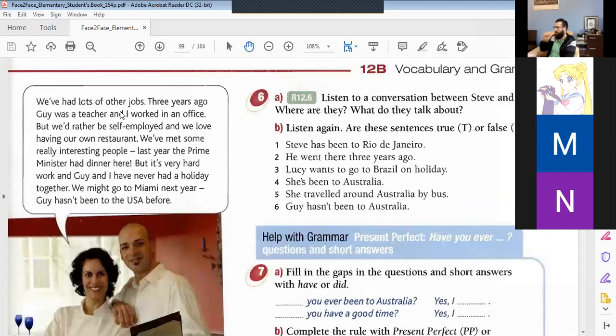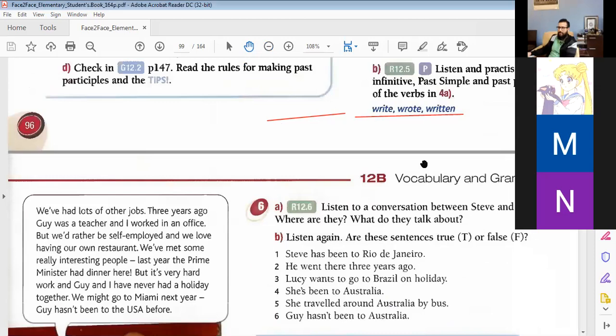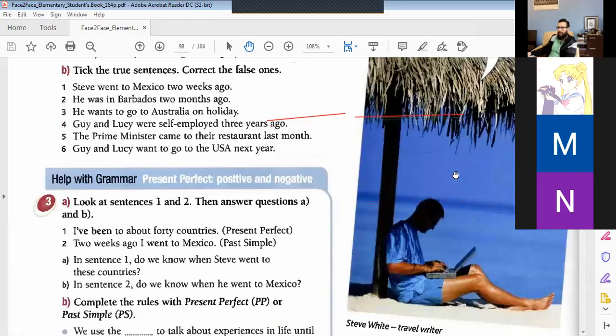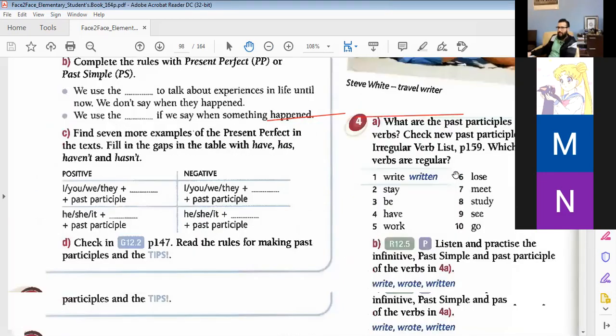So we're gonna listen to a conversation, okay? So here, we want to listen to Steve and Lucy, and we want to answer this question. Where are they? And what do they talk about? So remember Lucy? This is Lucy. Can you see her? Yes. Lucy in the restaurant. And of course we talked about Steve, the travel writer. Do you remember Steve, the travel writer? Yes.